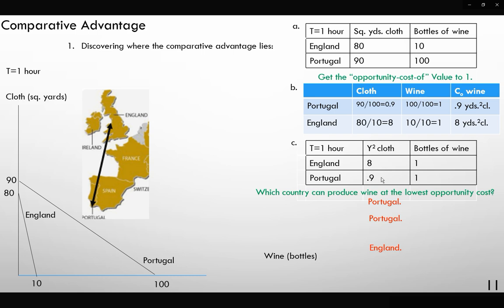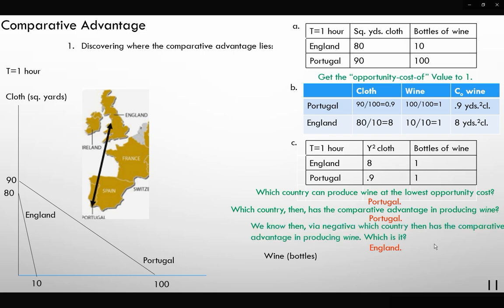If it's Portugal, it's like 0.9 square yards of cloth for one bottle of wine, instead of 90 cents for one bottle of wine. So which is cheaper? Portugal. So they have lower opportunity costs. They produce wine, and then once we know that, via negativa, if Portugal can produce wine more cheaply, then England can produce cloth more cheaply. So comparative advantage for wine is Portugal. Bingo. The one that is not cloth is wine.